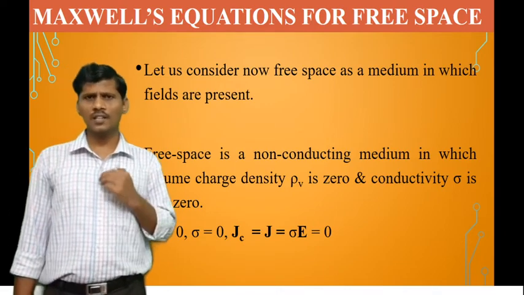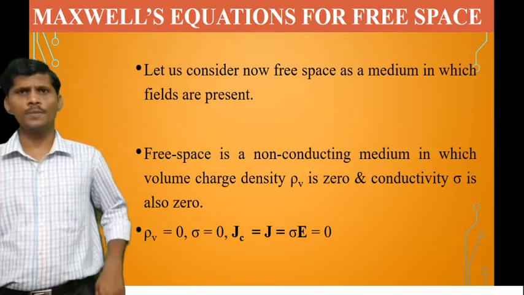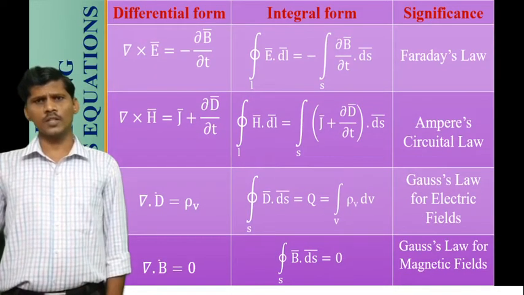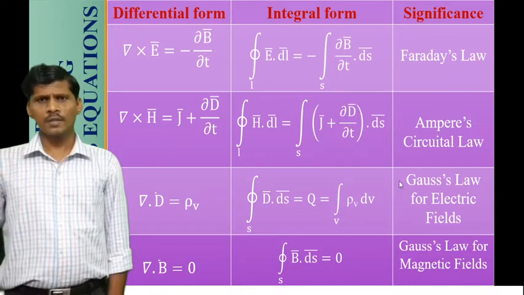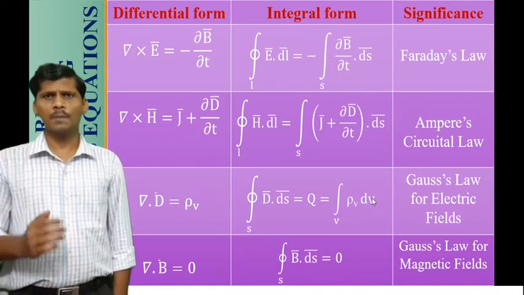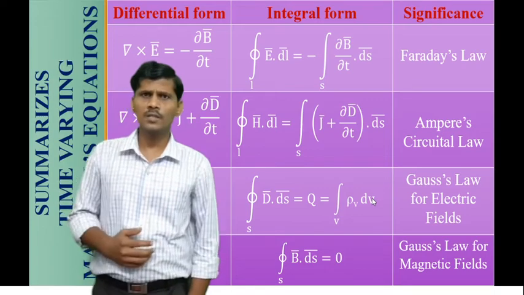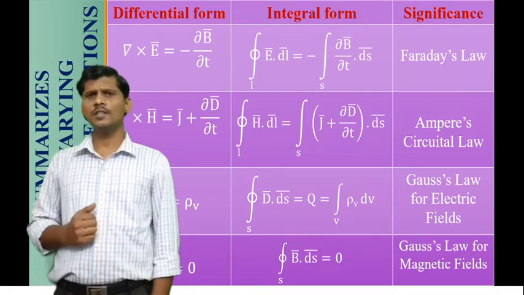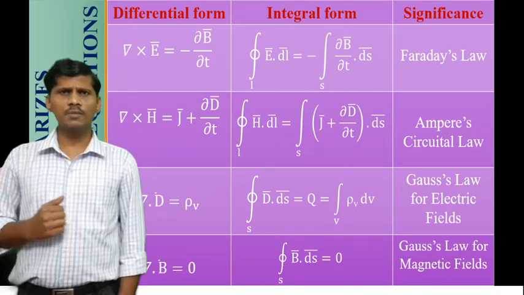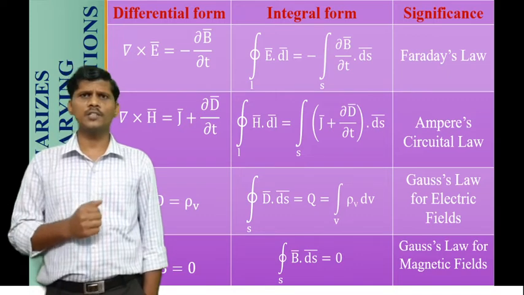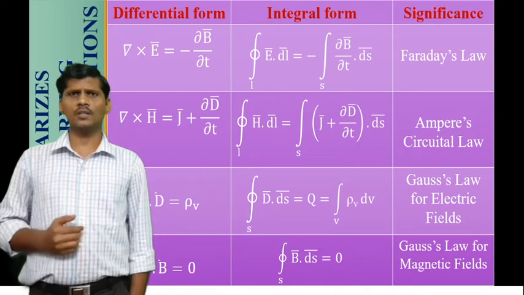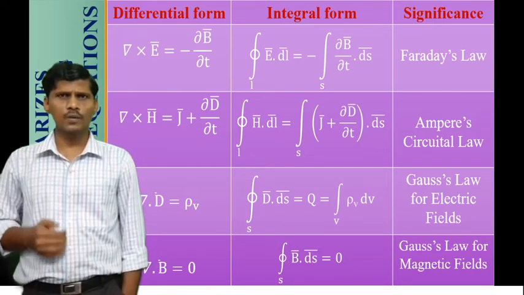Applying these free space conditions to the time varying field Maxwell's equations. What are the time varying field Maxwell's equations? These are the time varying field Maxwell's equations. In this tabular column, we can apply the free space conditions. What are they? Volume charge density rho is equal to 0, conduction current density Jc bar is equal to 0, and conductivity of the material sigma is equal to 0. Substituting these conditions into this tabular column, we get Maxwell's equations for free space.